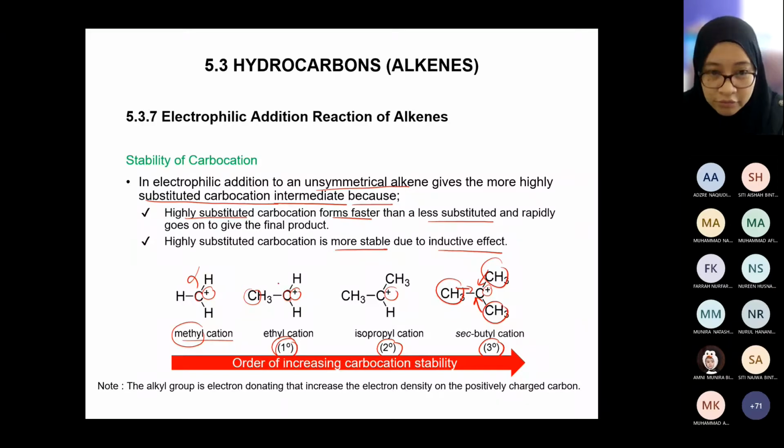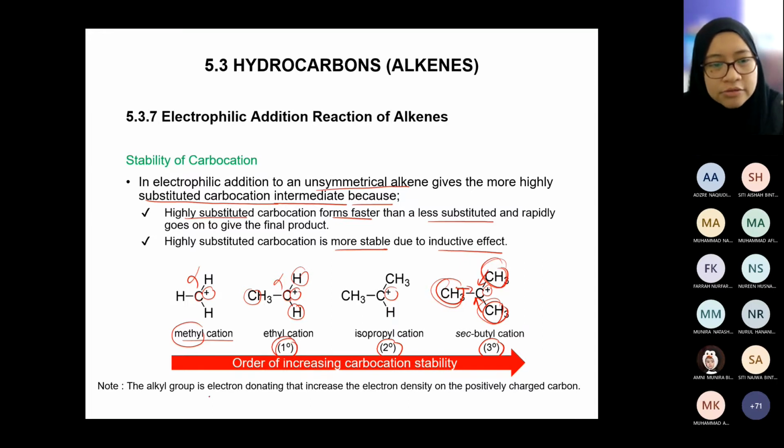Okay, very unstable. So primary carbocation pun dah dikonsider sebagai unstable lah. Okay, so it has more hydrogen. See, this one tak ada hydrogen at all. So the lesser the hydrogen present in the carbocation, okay, the stable the carbocation become.